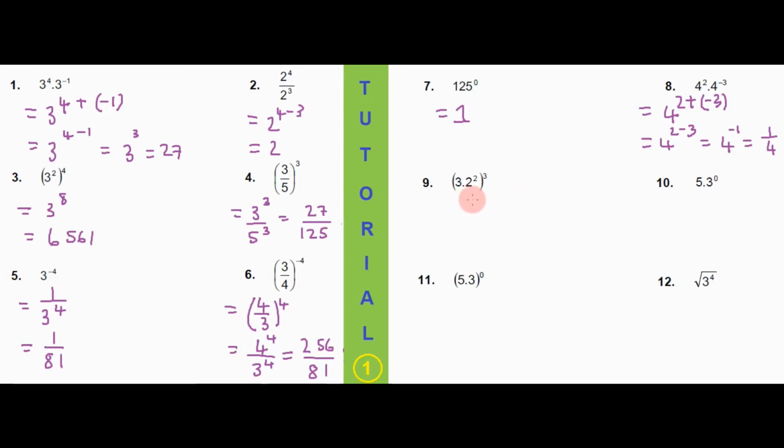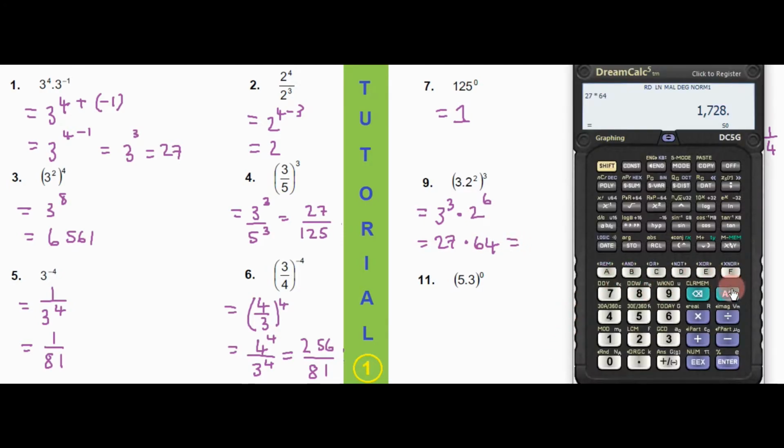In number 9, we have brackets. So we can apply the power. We can multiply the power outside the brackets with the powers inside the brackets. So it's 3 cubed times 2 to the 6th, which is 27 times 64. So 27 times 64, 1728.